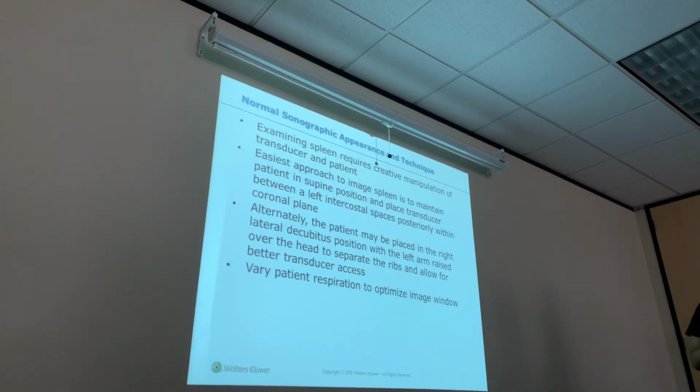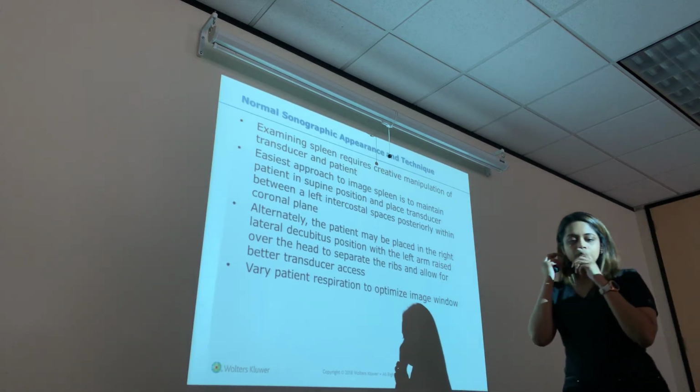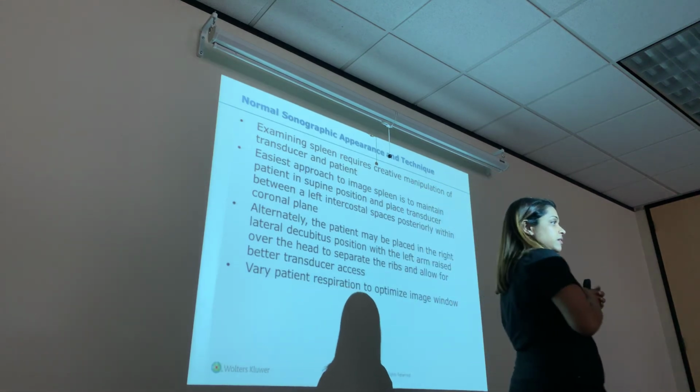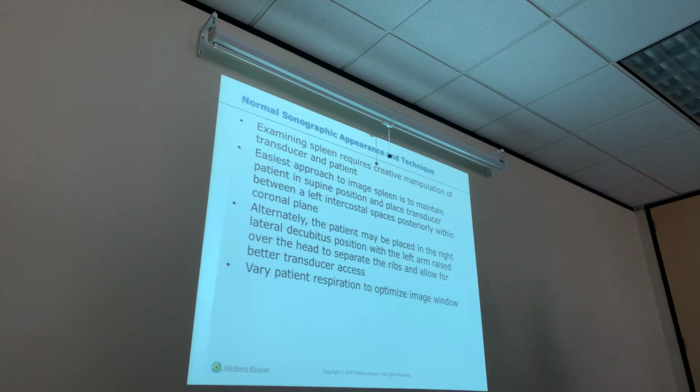Vary patient respiration to optimize the image window. I've noticed with the spleen, a lot of times when I have the patient take in a deep breath, I won't be able to see the spleen. They have to be breathing normal and you'll be able to see it. So a lot of times the way they're breathing helps you to see the spleen. So don't just automatically have the patient take a deep breath. Put your probe there, see what you can see, and then maybe sometimes even having them take in a little breath in helps to see.